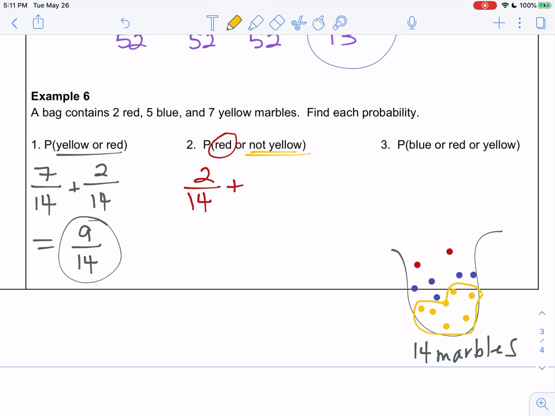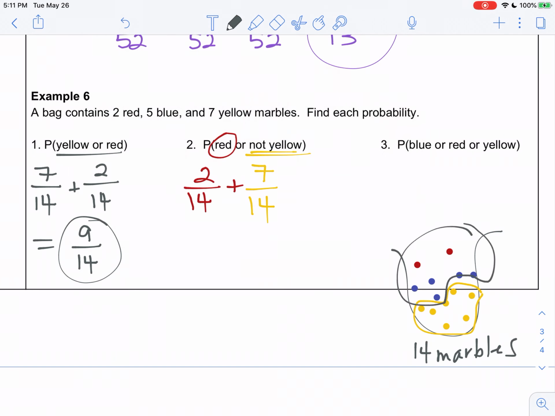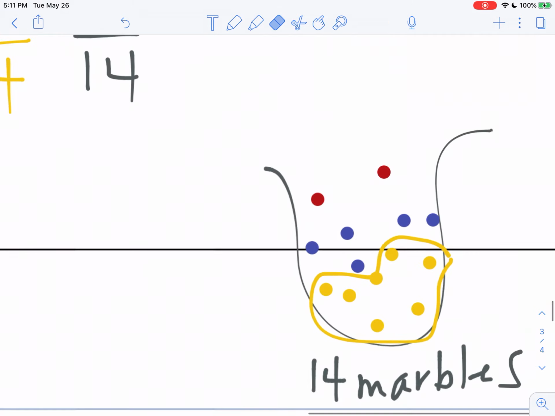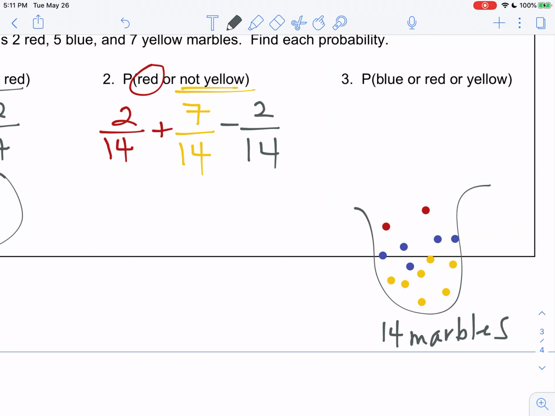So if I count up all of the other ones, there are 7 out of 14 other ones. But the ones they have in common are the red, so I would subtract my 2 out of 14, because this would be the not yellow ones that also happen to be red. Like I said, this one's kind of goofy, but it's just giving us an idea of how this would work. Okay, oh, I need to simplify here. 2/14 plus 7/14 minus 2/14 gives me 7/14, or 1/2.